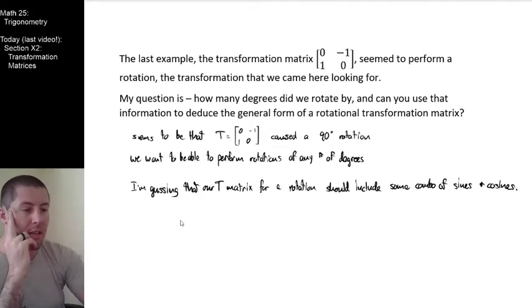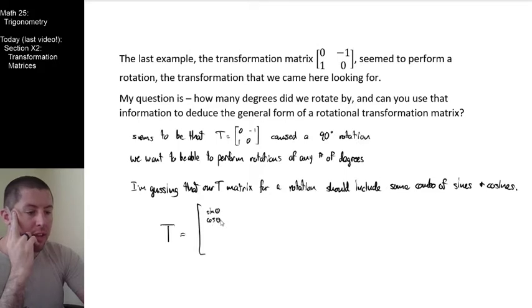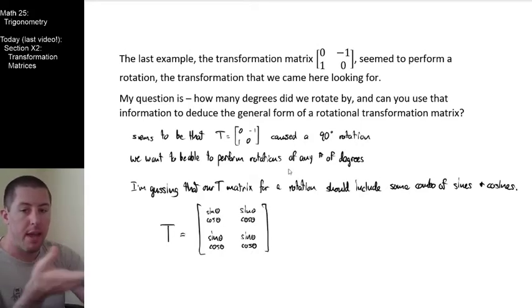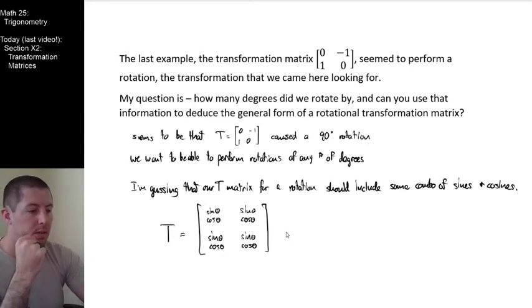So what I'm thinking to myself is this T matrix, I'm just going to draw a big generic one right here, should look something like sine of theta or cosine of theta, and sine of theta or cosine of theta. I don't know what's going to go in these. I'm just throwing out some super generic guess right here. And it should work out that if you plug in 90 degrees, we end up getting the matrix 0, -1, 1, 0.